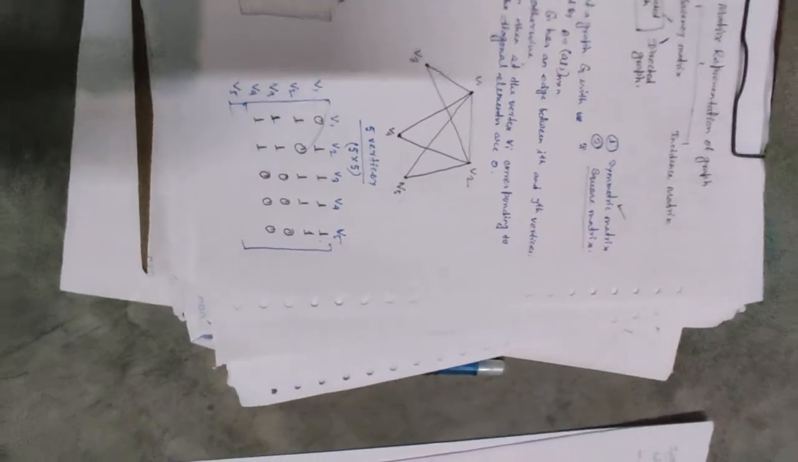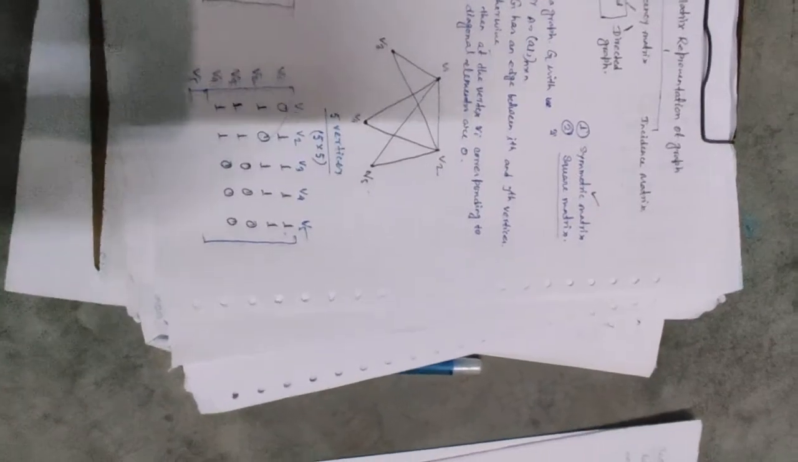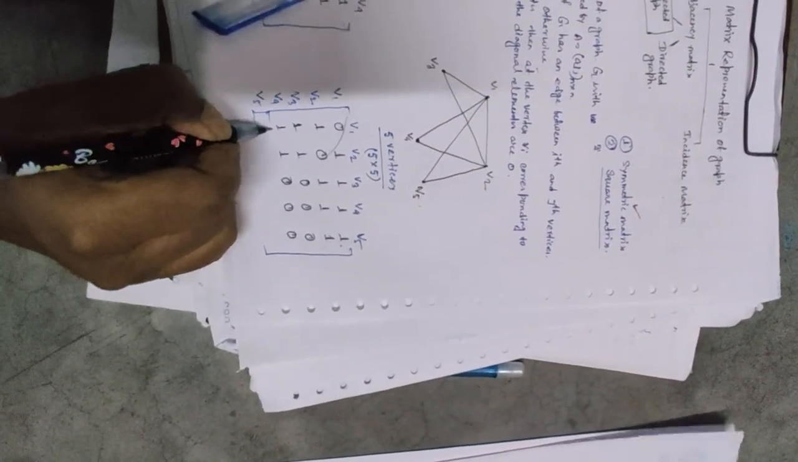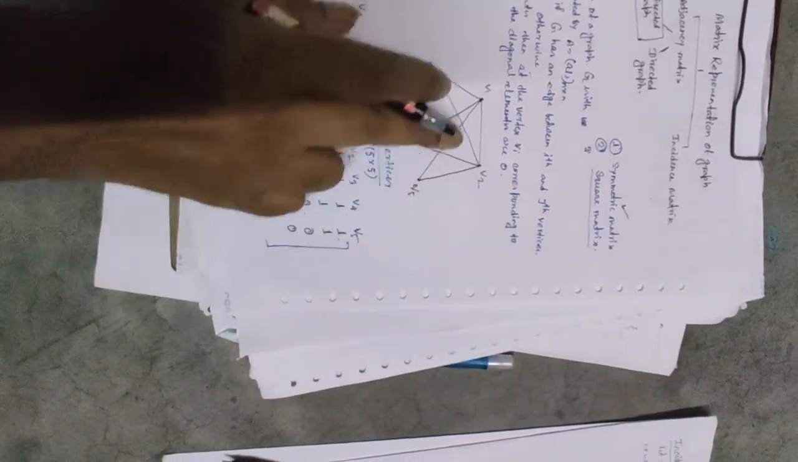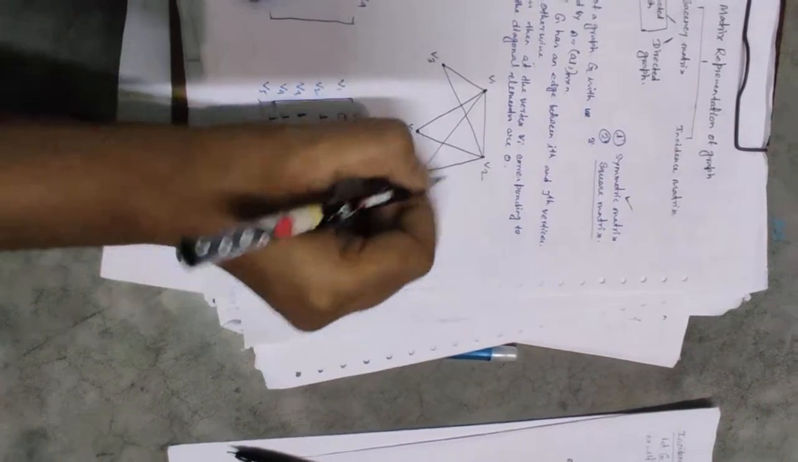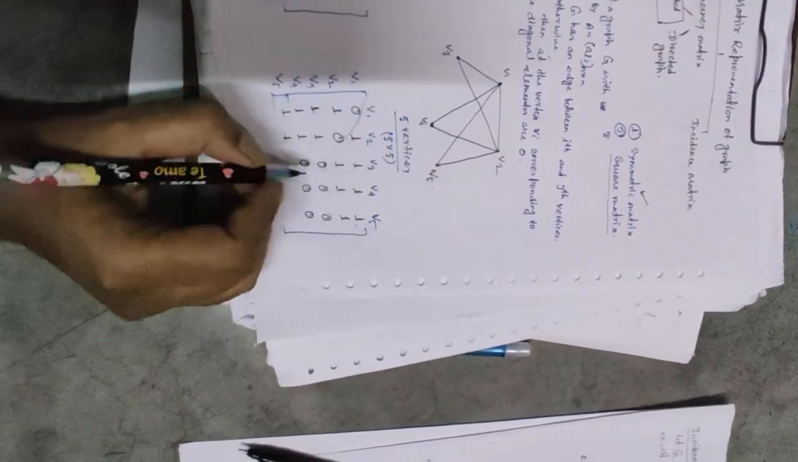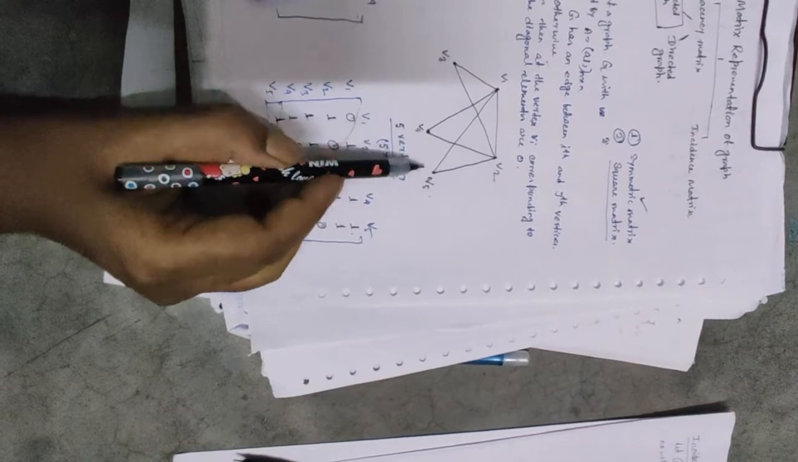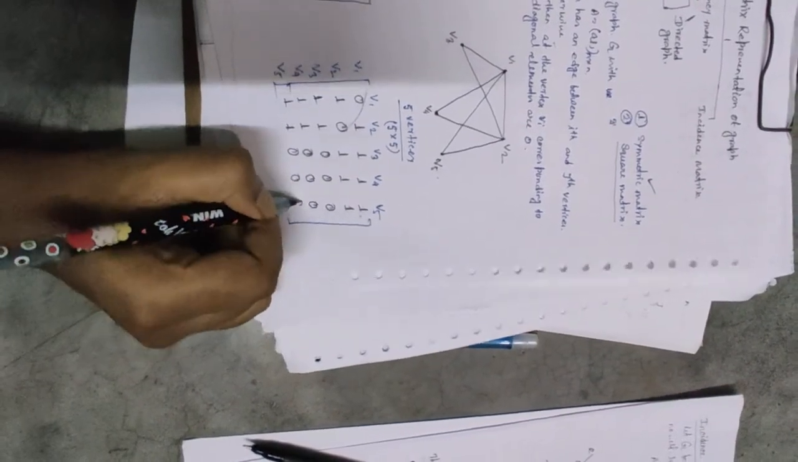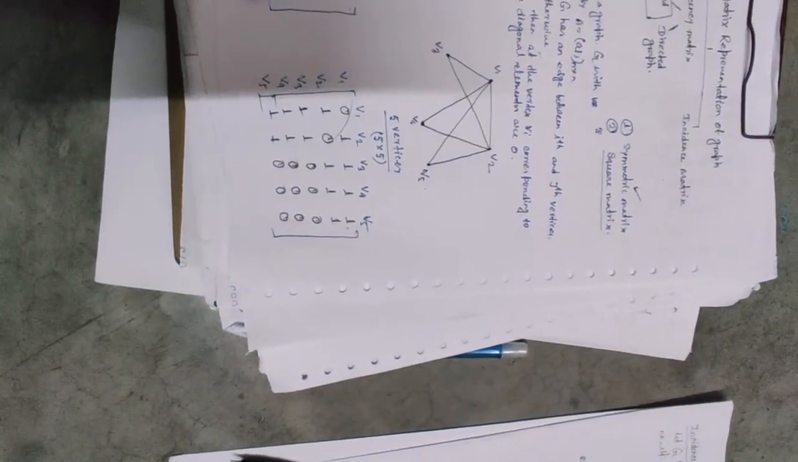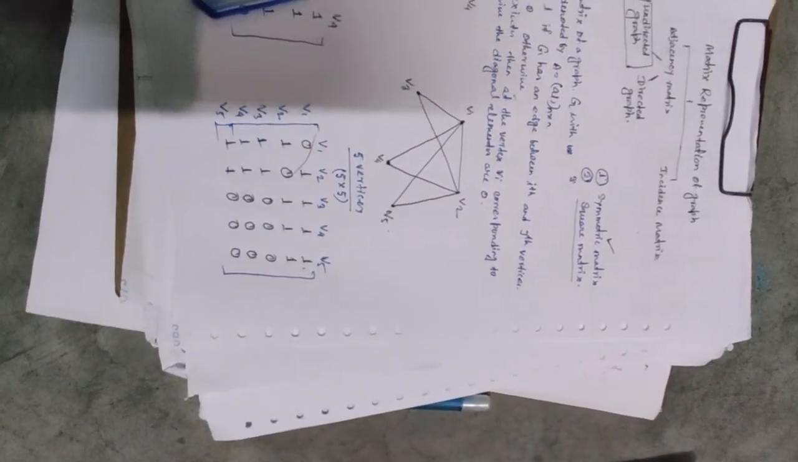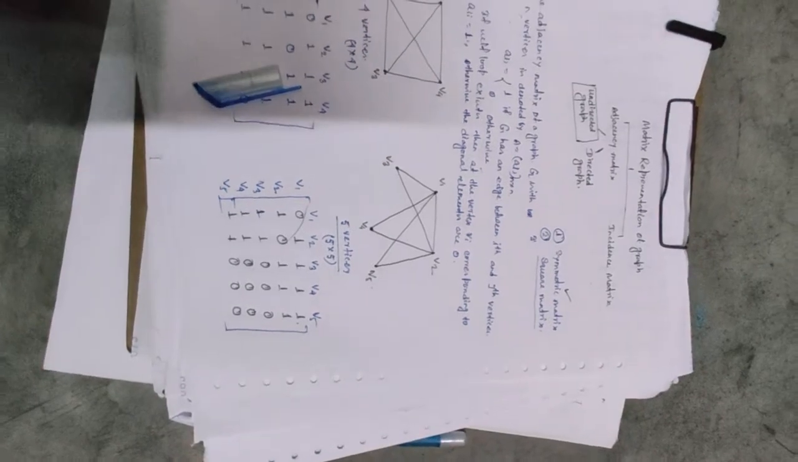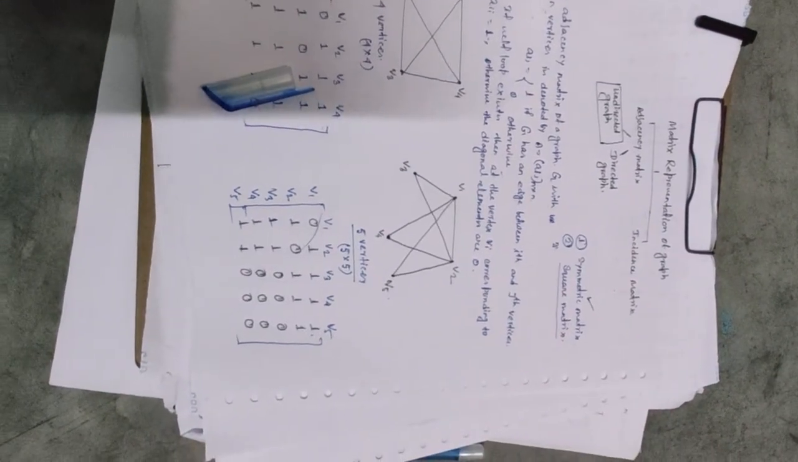And now come to the last point, V5. V5 to V1, there is one edge. Next, V5 to V2, yes, there is one edge. V5 to V3, no edge. There is no edge between V5 and V4, so this will be 0. And V5 to V5 is another diagonal element, so it will be 0. So now I think you will understand how to find the adjacency matrix.